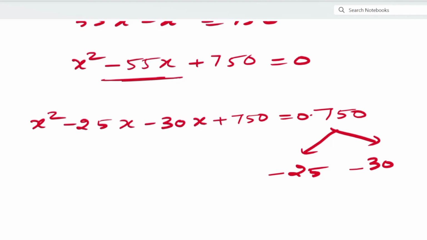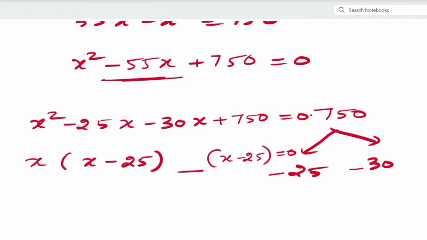So here which is common? The x term is common, right? So we'll take x as common. Inside, you will have x minus 25. And again, as I said, you have to write here x minus 25 only. To guess what number will be coming here, that is, which number if you take outside, you will get this x minus 25.